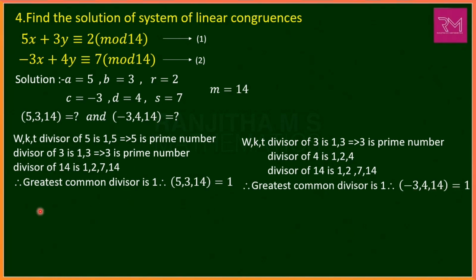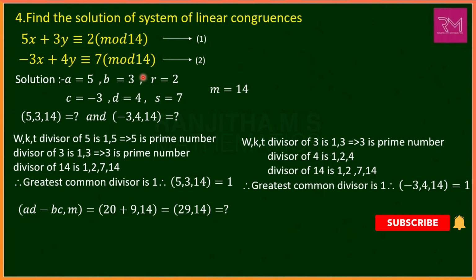Once you obtain these two values, we have to find the GCD for AD minus BC, m. Here A is 5, B is 3, C is minus 3, D is 4. Therefore, A into D is 5 into 4, which is 20, minus B into C, which is 3 into minus 3, and minus into minus gives plus, 3 into 3 is 9. Therefore, we get 20 plus 9, which is 29, and m is 14. Therefore, we have to find the GCD for 29 and 14.